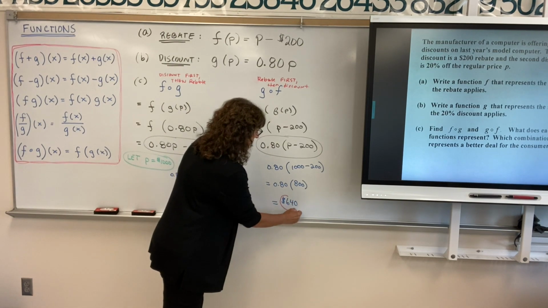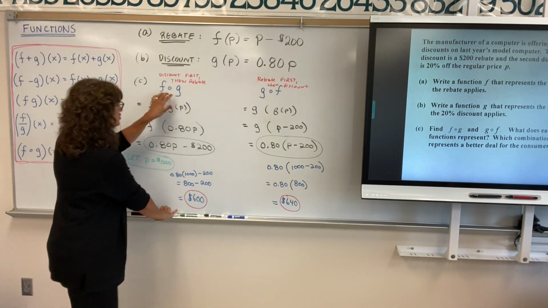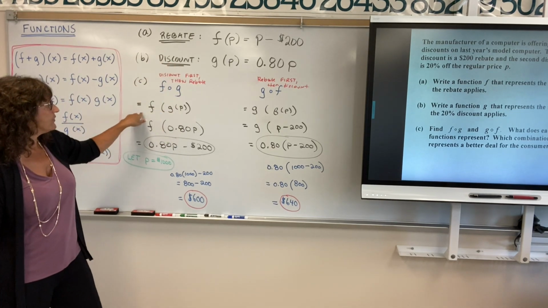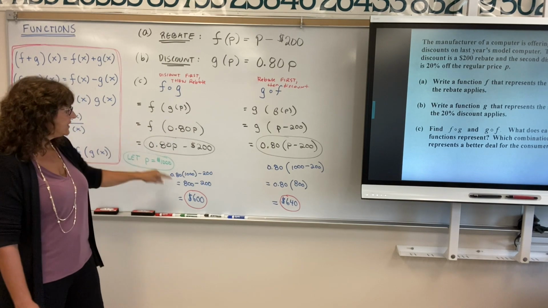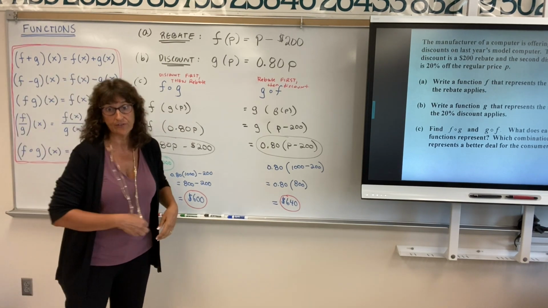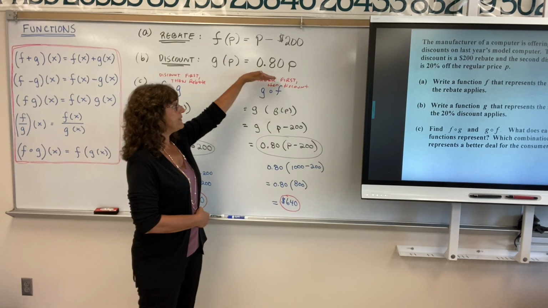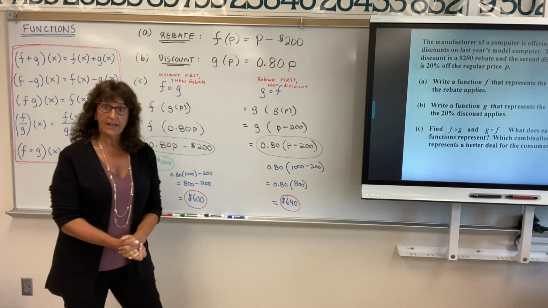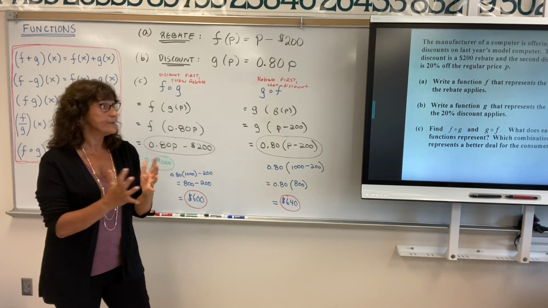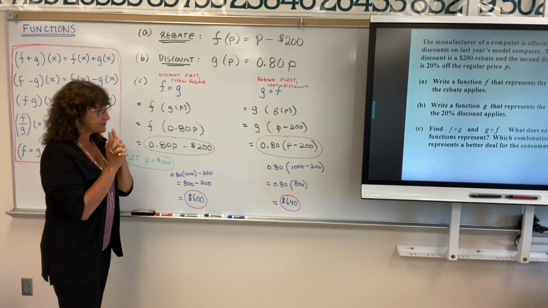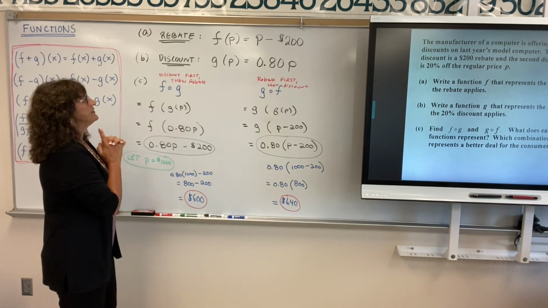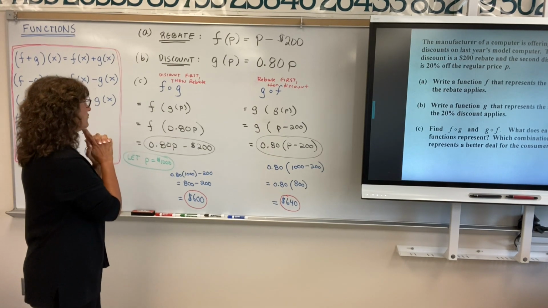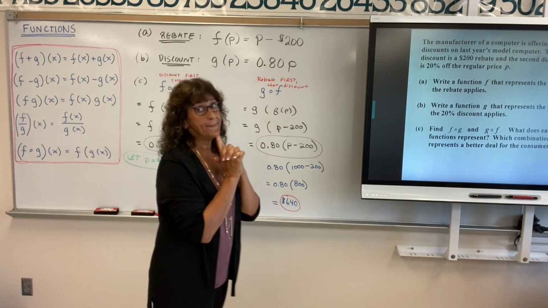So F composed with G is taking the discount first, then the rebate, because you work from the inside to the outside. If you take the discount first, then the rebate, your computer is $600. If you take the rebate first, then the discount, you're paying $640. So what is the best deal here? Make sure you tell the salesperson and watch them closely: you want to do the discount first and then subtract the rebate off the discount. That's going to get you the best deal.